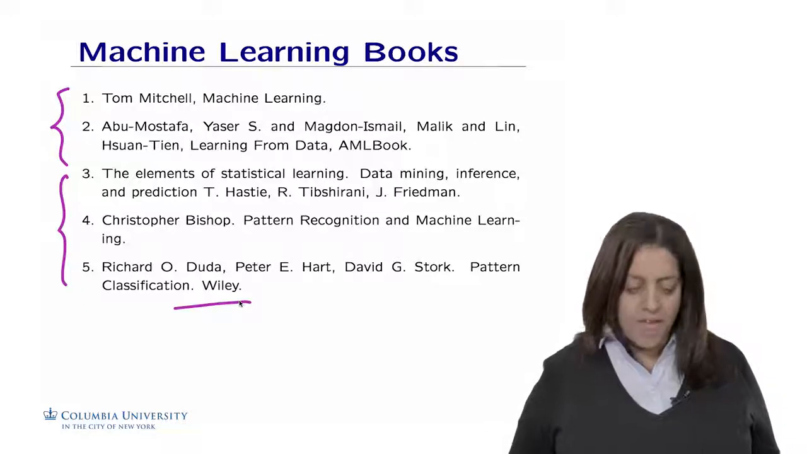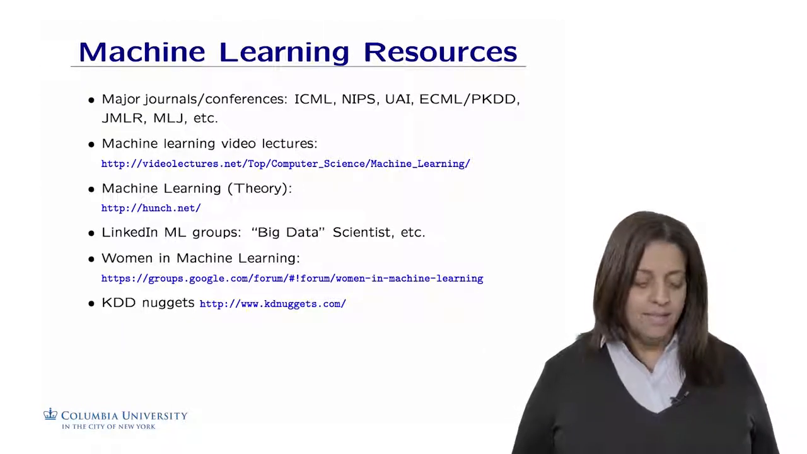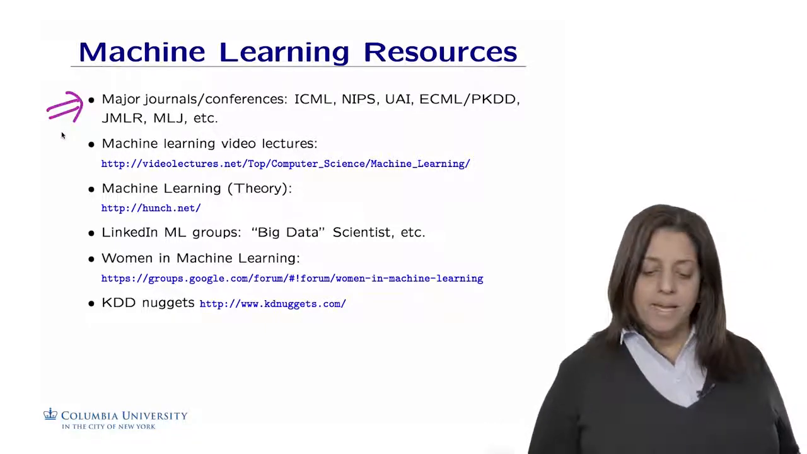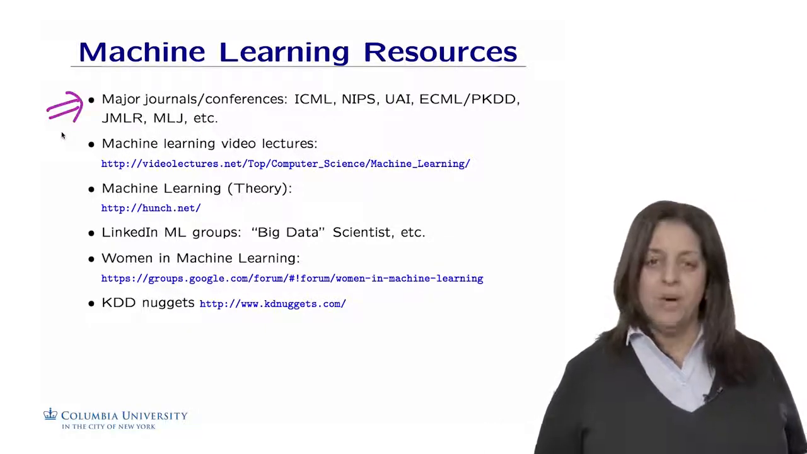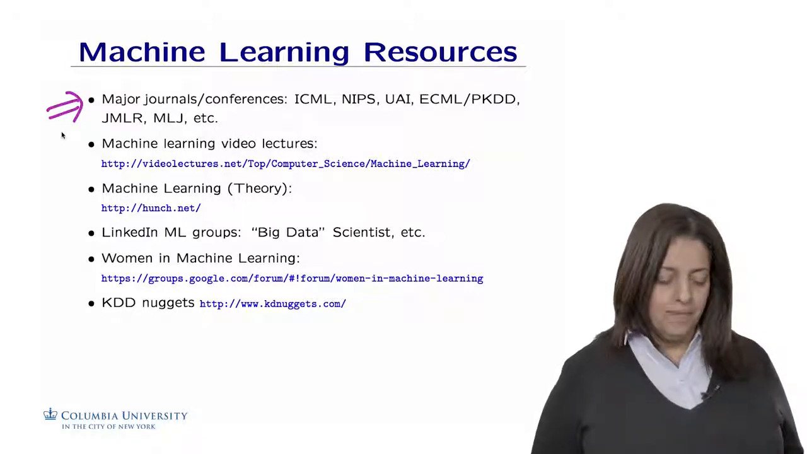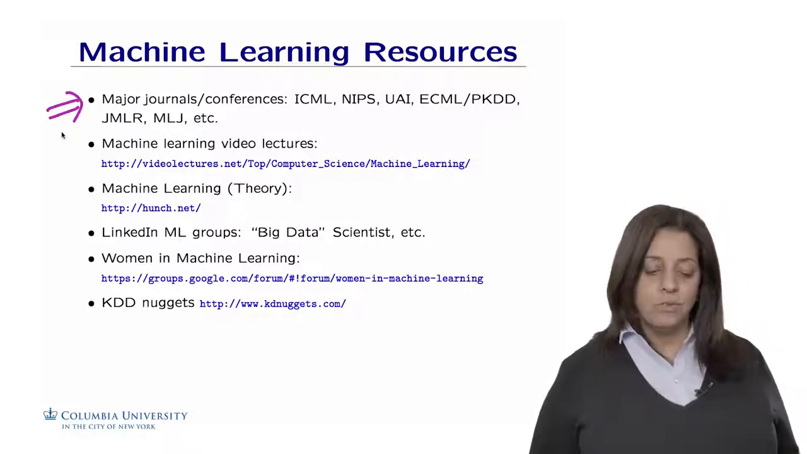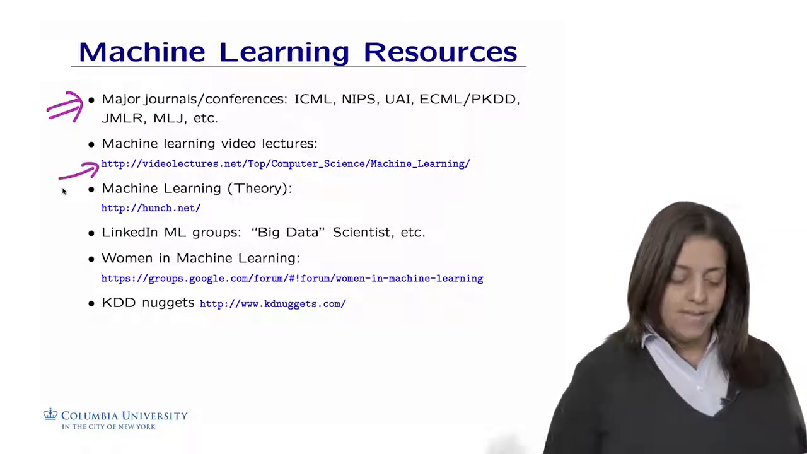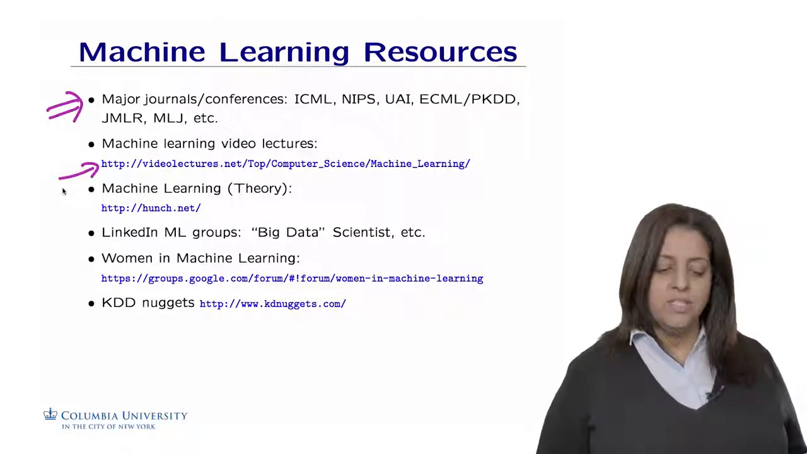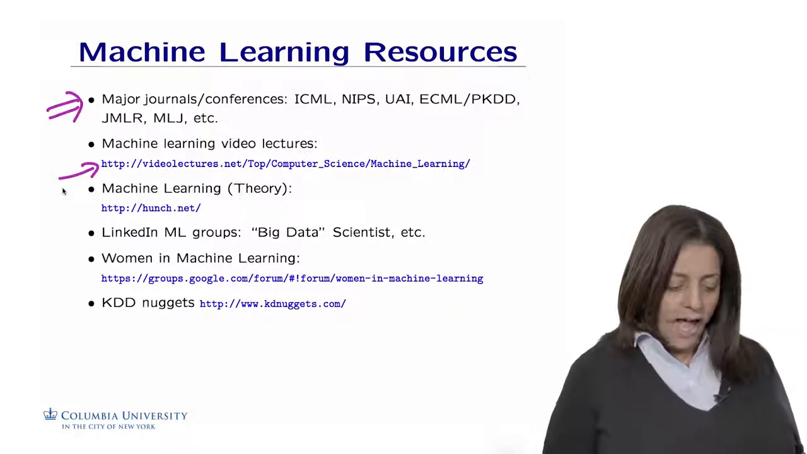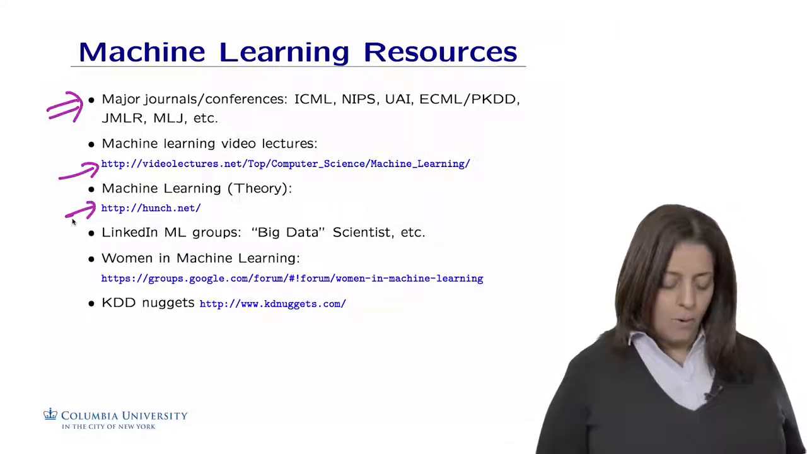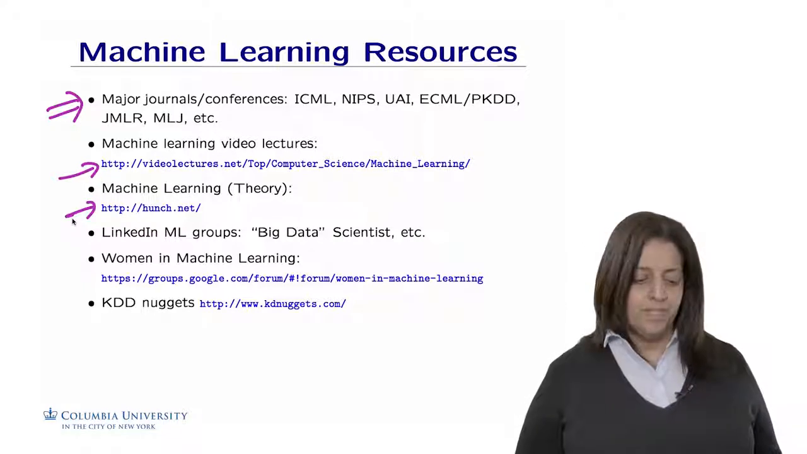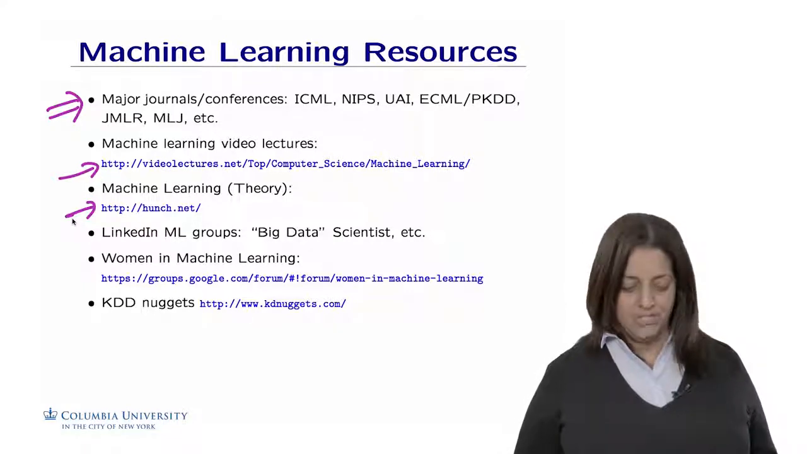There is also a wealth of resources online, and this includes all major journals and conferences such as ICML and NIPS. These are pretty much the top conferences in machine learning and AI. You can also access a large number of video lectures on this website. Also, if you are more interested in the theory aspect of machine learning, I would recommend checking this website here. There are other groups and newsletters that you could also tap into that have a wealth of information about machine learning.